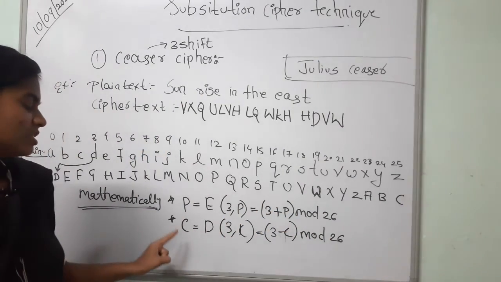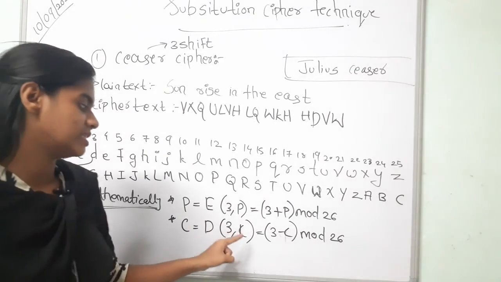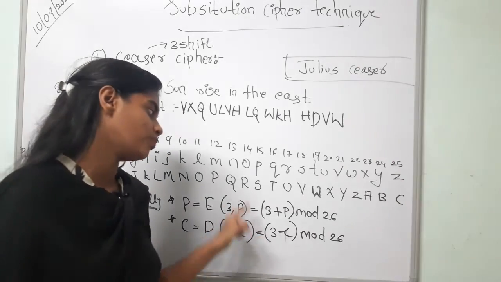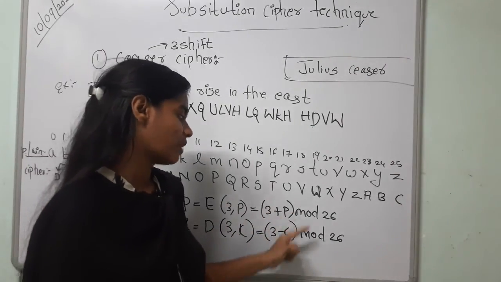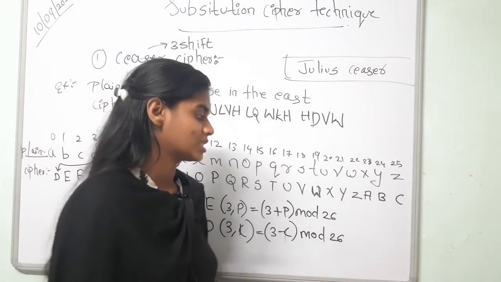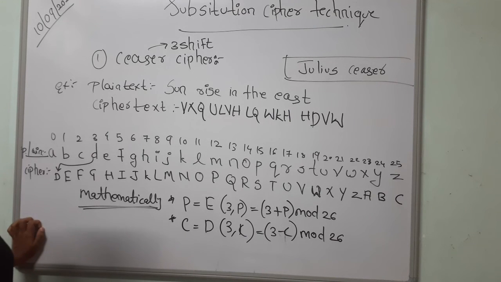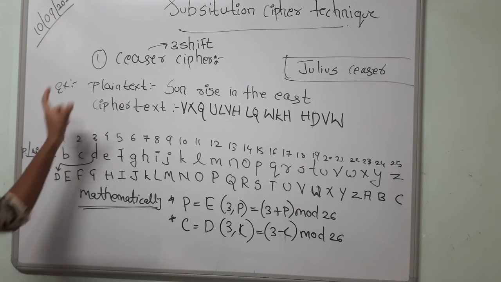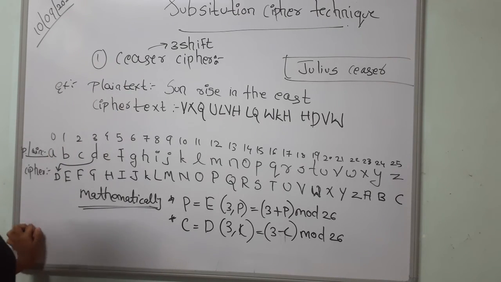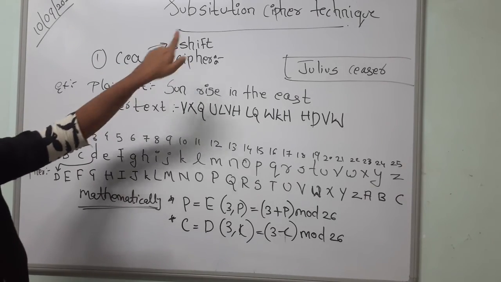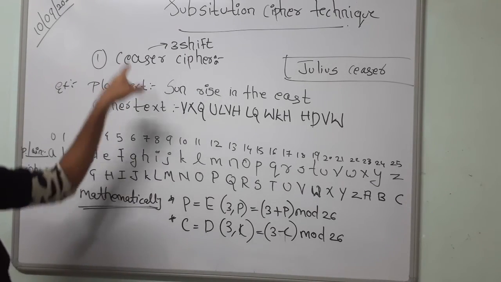D means decryption, C is the ciphertext, D(3, C) is equal to the bracket 3 minus ciphertext bracket close, mod 26. Okay, this is how they mathematically calculate in the Caesar cipher, the Julius Caesar technique. So I hope you have understood how the Caesar cipher technique is done. The main word is 3 shift. You must note down that the 3 shift method is used in the Caesar cipher.